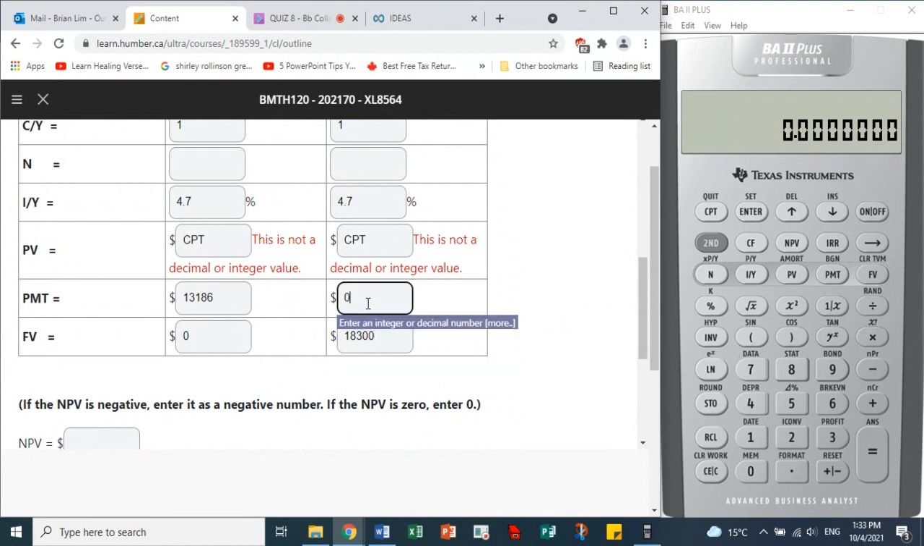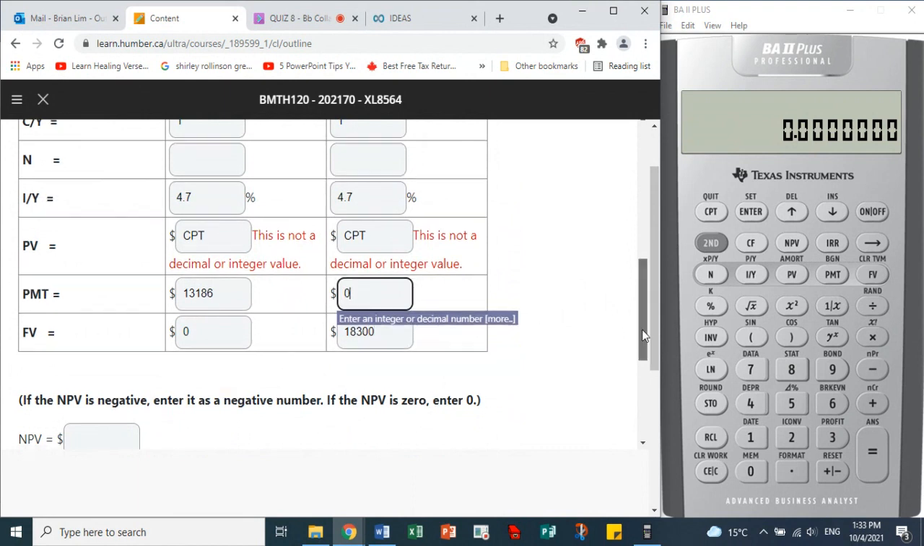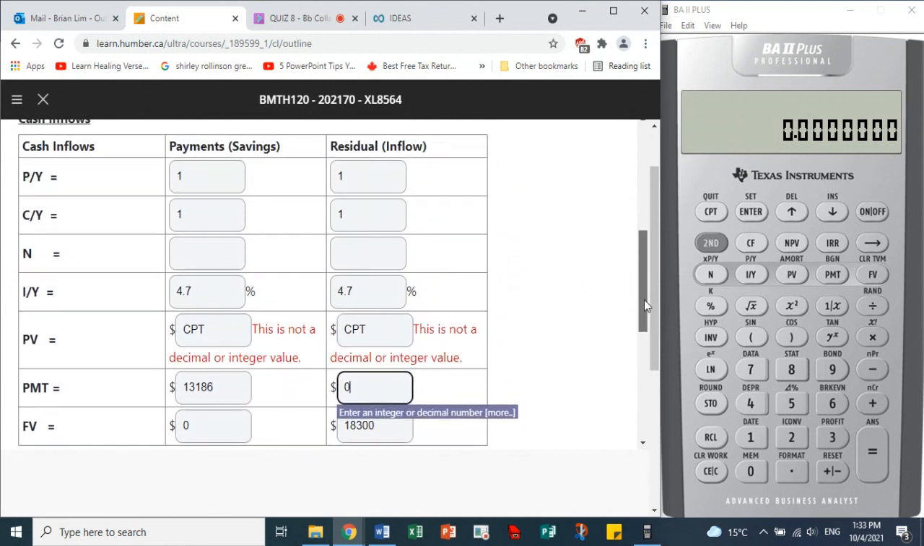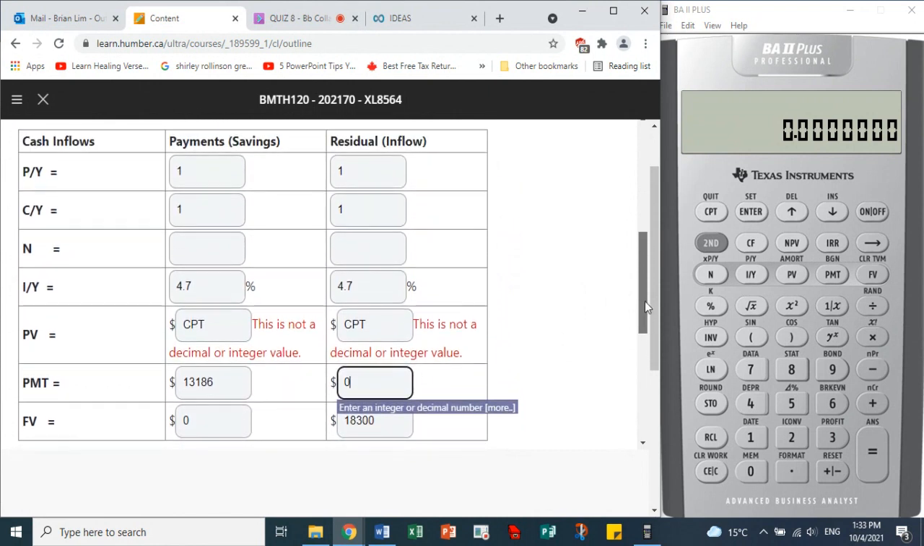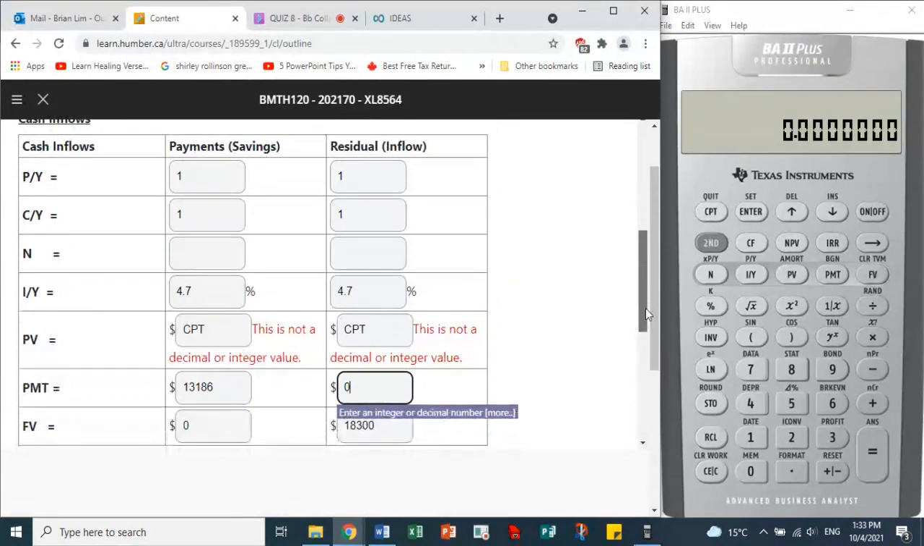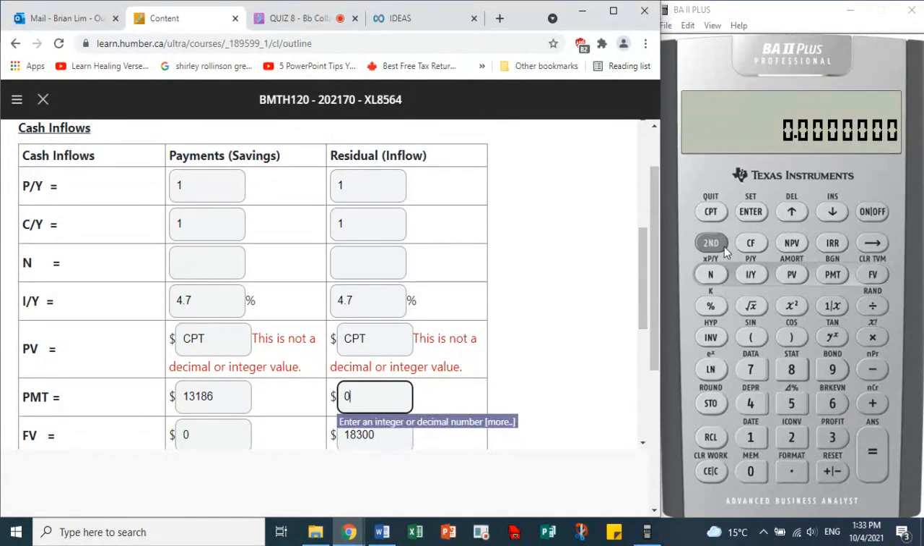Now payment is 0. You don't get any payment from that. We're not making any payments into it. We're not receiving payments on the residual flow, that is. You're receiving payments on the equipment. Okay? All right, so we can proceed to start. We have the information and we can use the calculator.